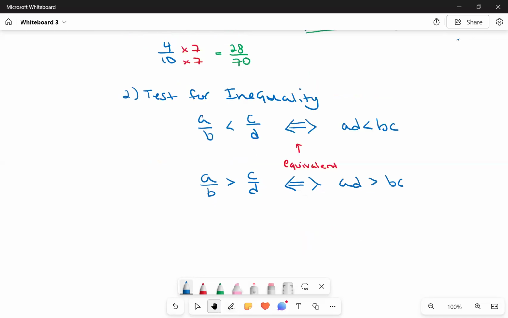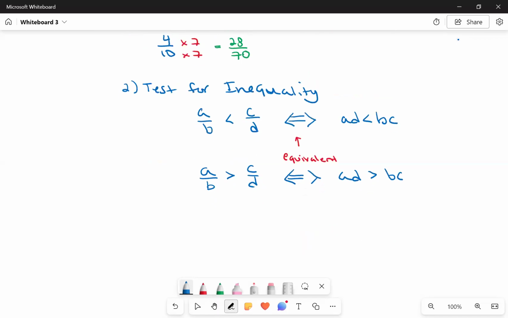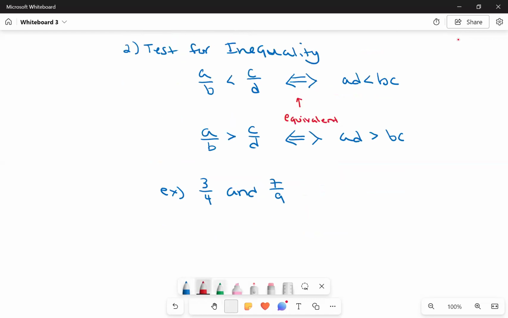Great. And let's just test it really quick to feel good about it. Let's compare 3/4 and 7/9. So notice they didn't use 8/9 because 8/9 definitely would have been bigger based on what we talked about earlier. Okay. But let's do the cross multiplying. So let's compare 3 times 9 to 4 times 7. 3 times 9 is going to be 27, and 4 times 7 is 28. So this is bigger, which means that 7/9 is bigger than 3/4.